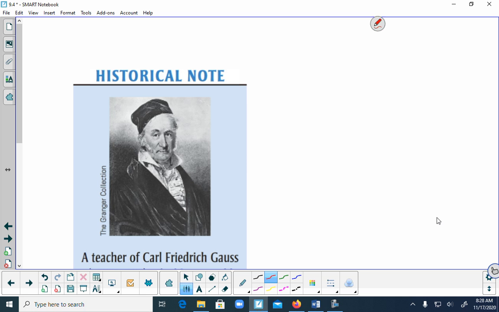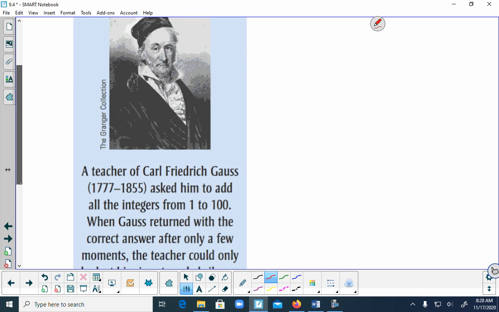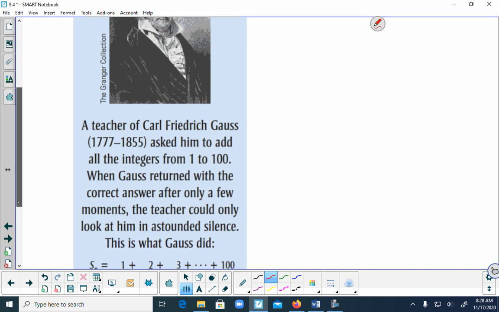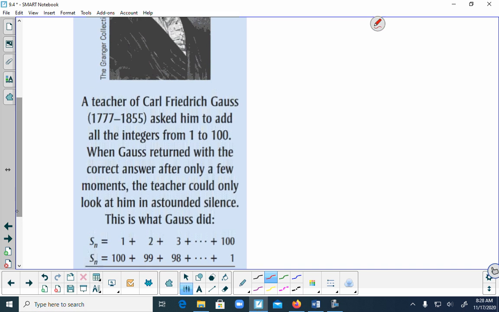So I start this with Carl Friedrich Gauss, which you should recognize because he is one of the founders of Gauss-Jordan elimination. He was a mathematician in the late 1700s, early 1800s, and he was asked to find the sum between 1 and 100. Instead of actually adding 1 plus 2 plus 3 plus 4 and going on, he decided to look for a pattern. He found that if he added 1 plus 100, 2 plus 99, and 3 plus 98, he always got a sum of 101.